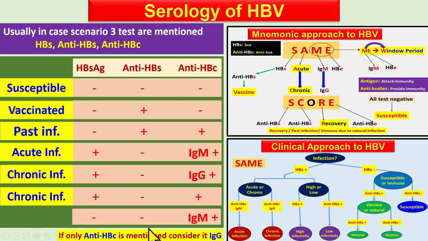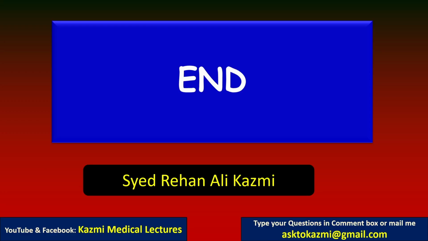Okay, so if all are negative but the anti-HBC IgM is positive, the case will be the window period. Okay, this is all about the serology of hepatitis B virus. Thank you very much. Allah Hafiz.